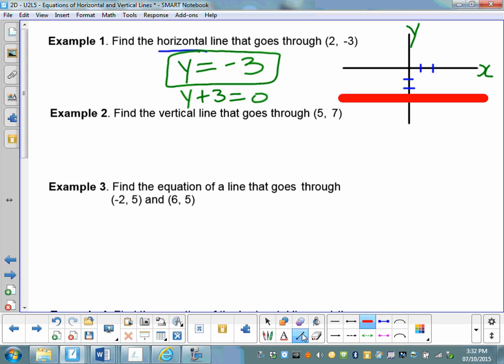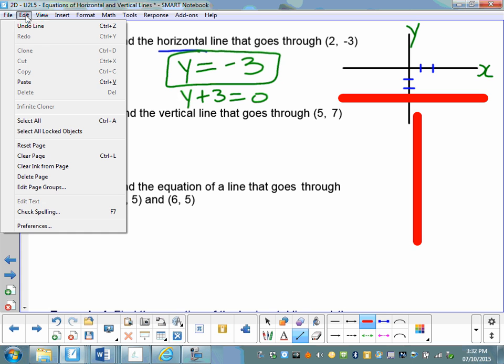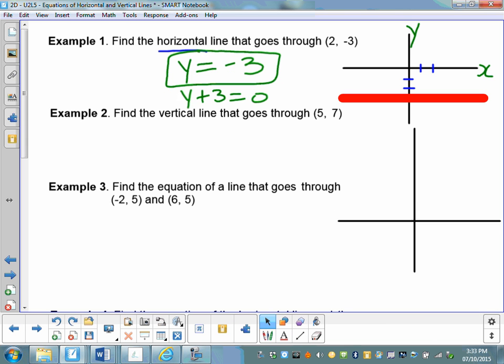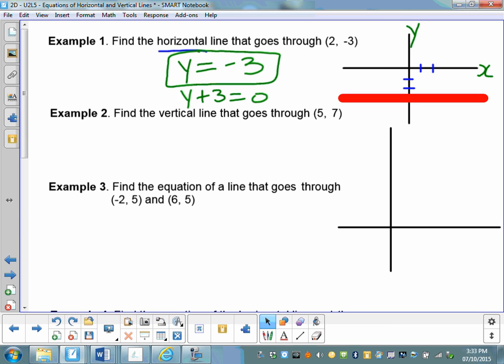Okay, the next one, example 2. Let me undo that. I don't think I want to use that line for my axis. So I'll sketch a picture of this one. This one is going through the point 5, 7. So if I count over 1, 2, 3, 4, 5, and I go up 1, 2, 3, 4, 5, 6, 7. So I have to go through this point, and I want a vertical line.